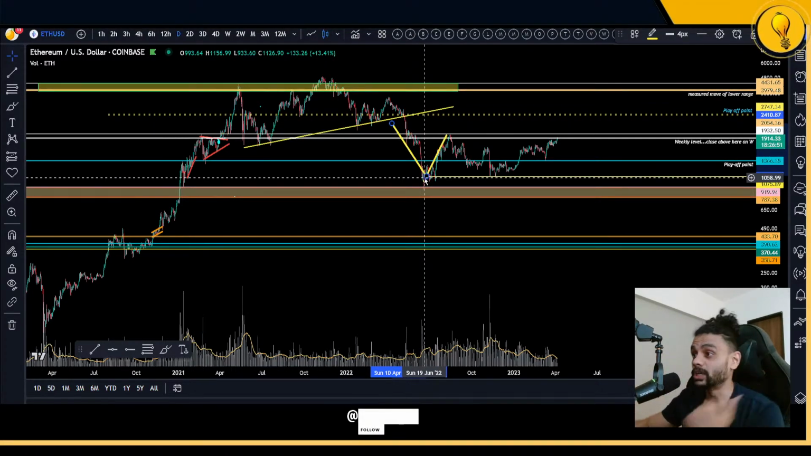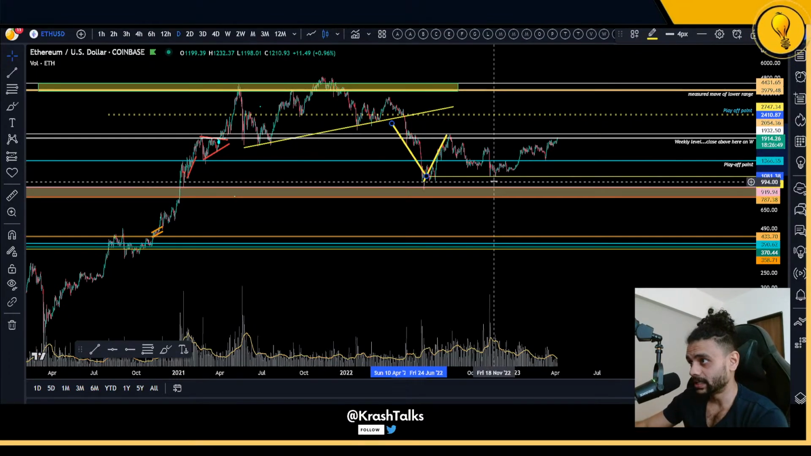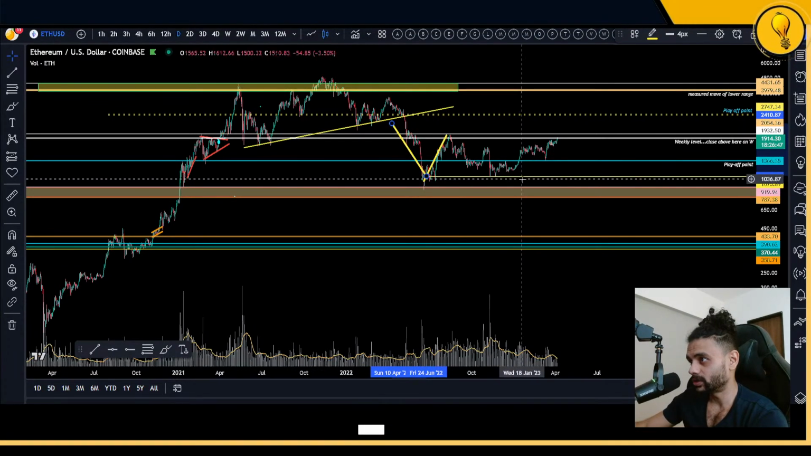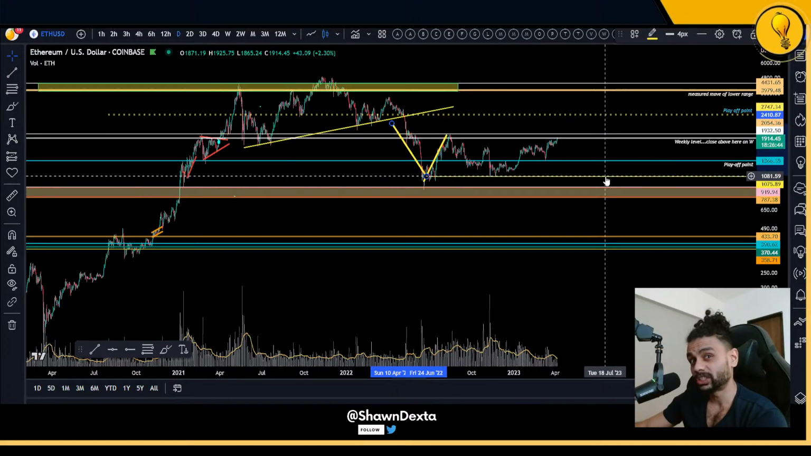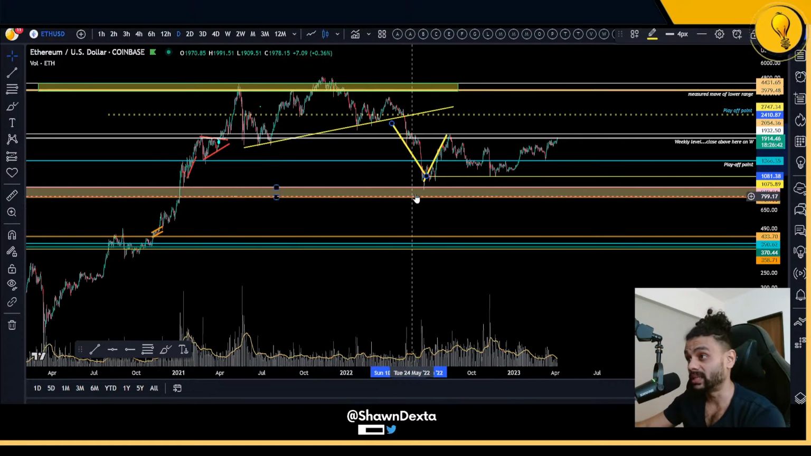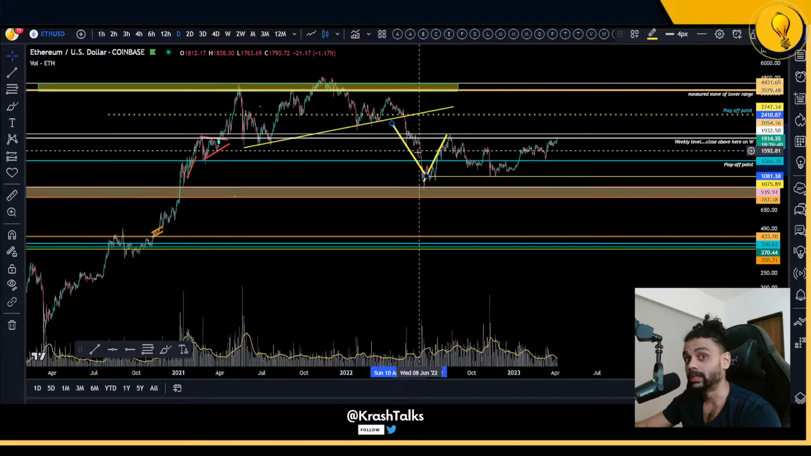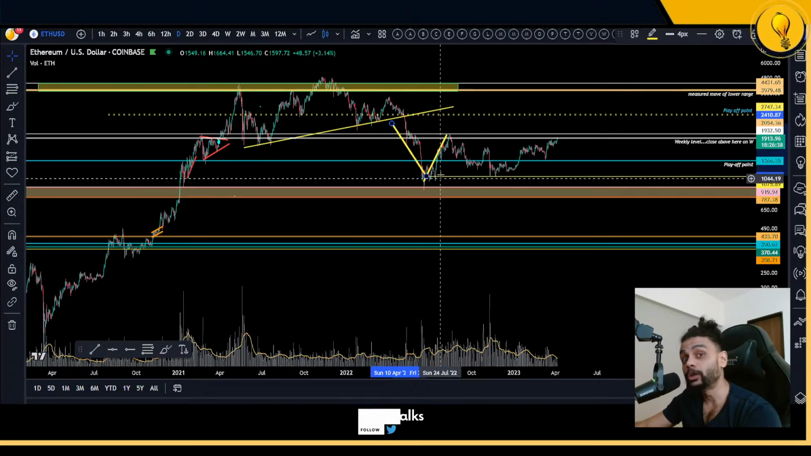Those candle closes were exactly around this level. You can see this thin horizontal line that I've drawn over here, guys, at around 1,000-ish. That's around a weekly and monthly level, and we've come and tested that level to the T, right? So Ethereum got accumulated around there.